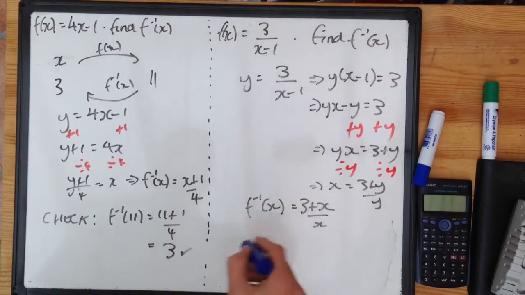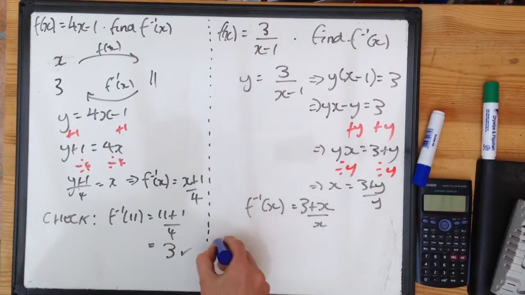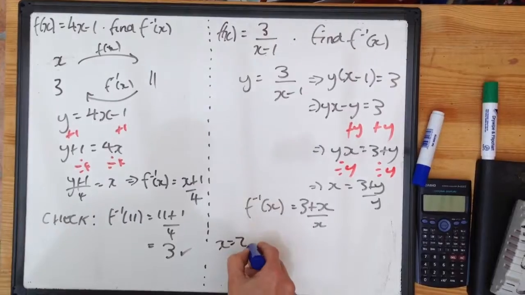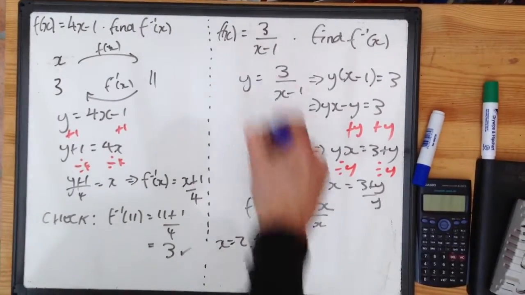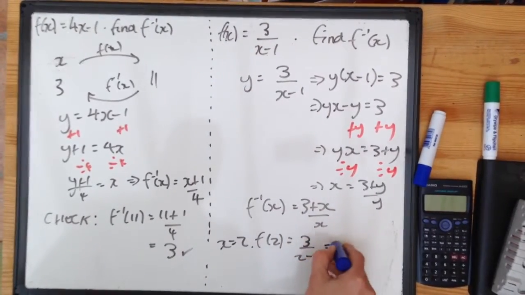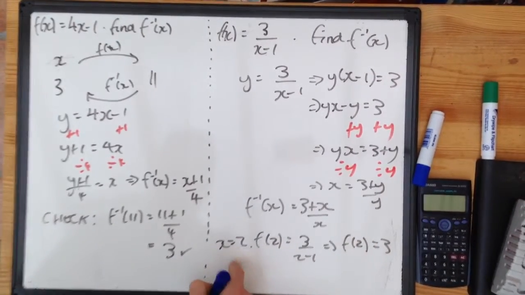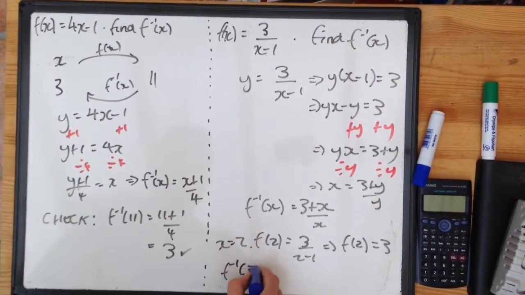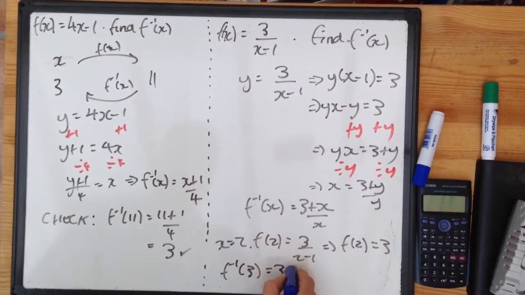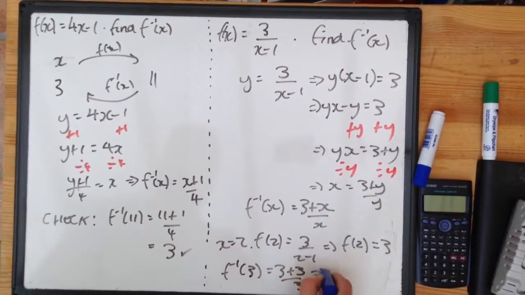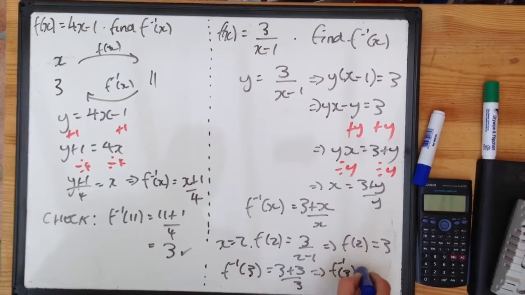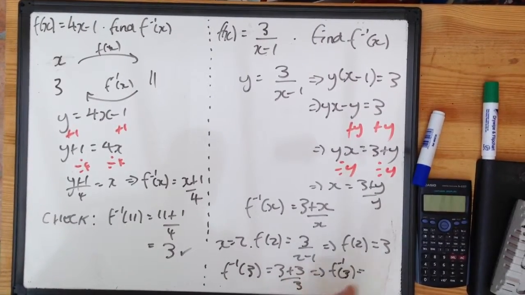Let's choose, I don't know, x is equal to 2 to start off with. So if x is equal to 2, f of 2 is equal to 3 divided by (2 minus 1), which gives f of 2 is equal to 3. And if I put 3 back into that, I should get back to my original value. So putting 3 in there, (3 plus 3) divided by 3, so f to the minus 1 of 3 is equal to 3 add 3 is 6, divided by 3 is 2, so it works.